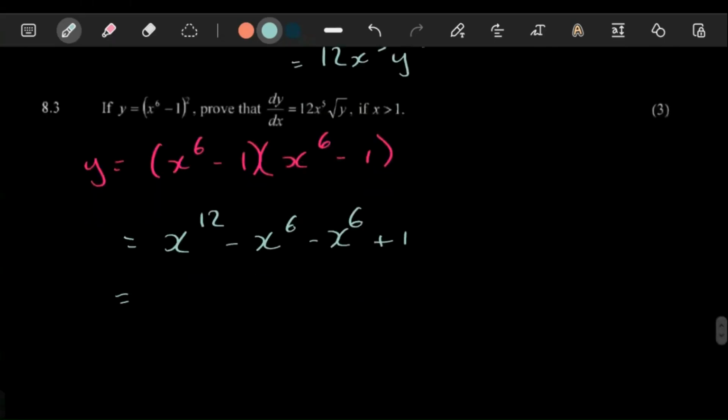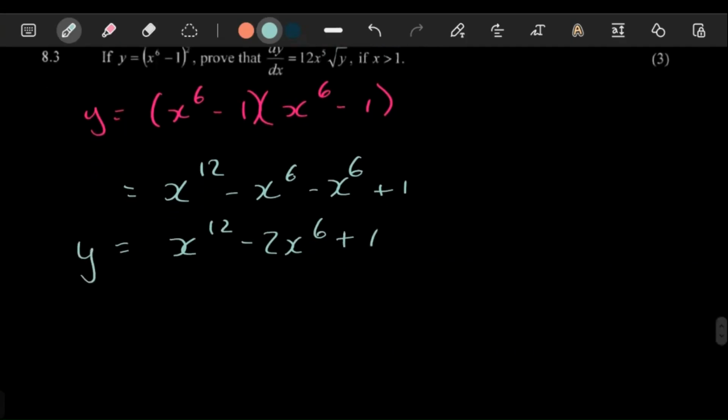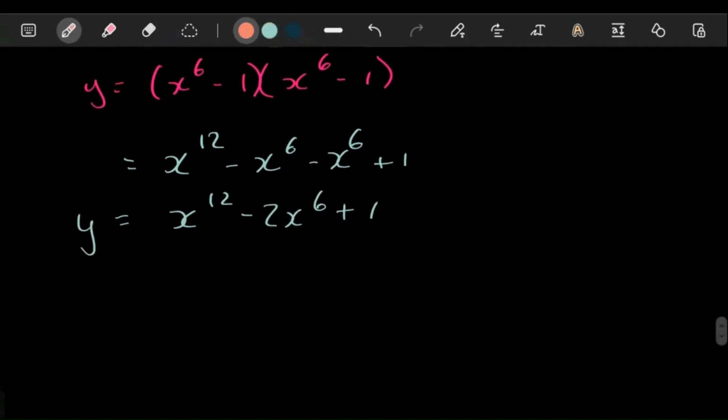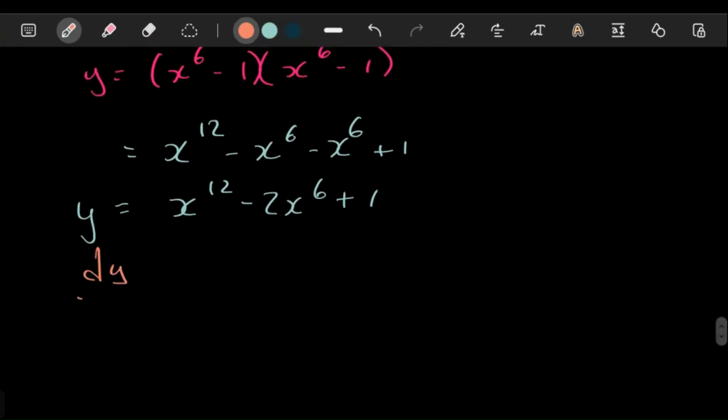And then x to the power of 12. This minus this is like minus 2x to the power of 6 plus 1. Okay, so this is y. If you differentiate it, oh, I see what we're going to do here. This is actually not a bad question.